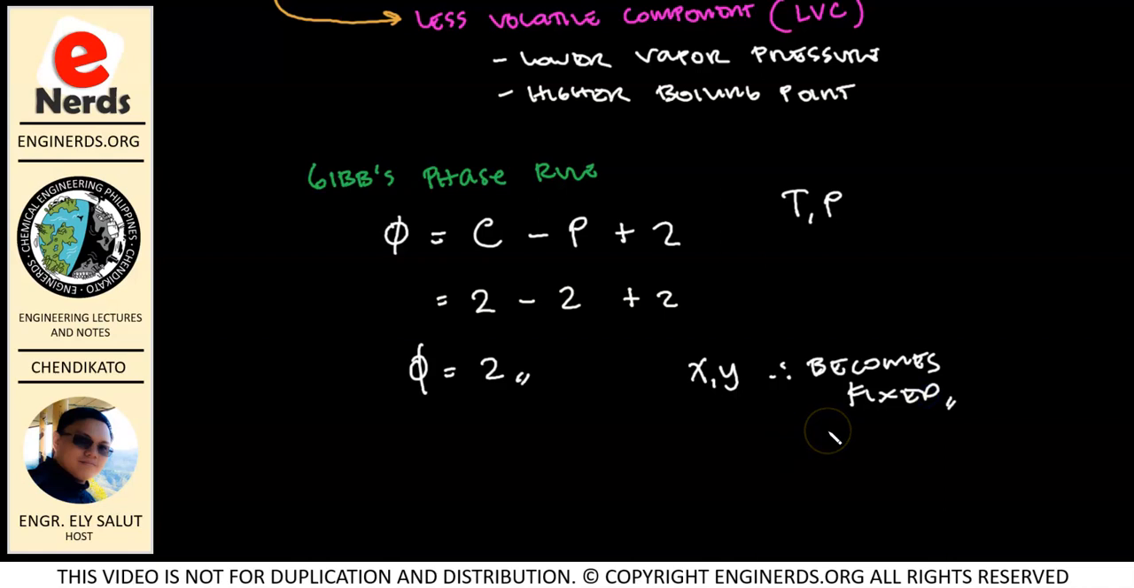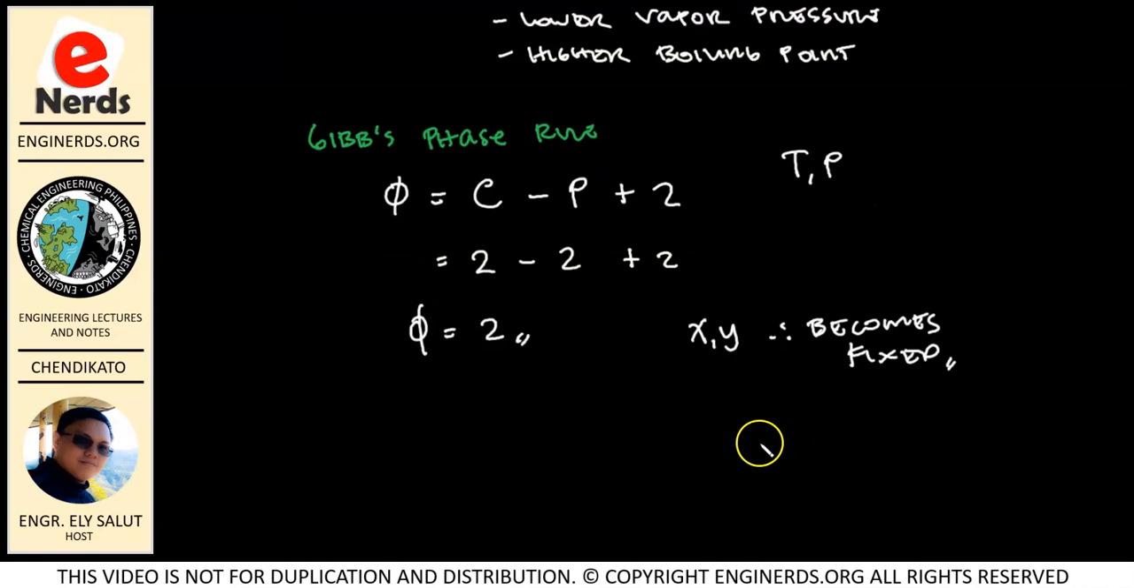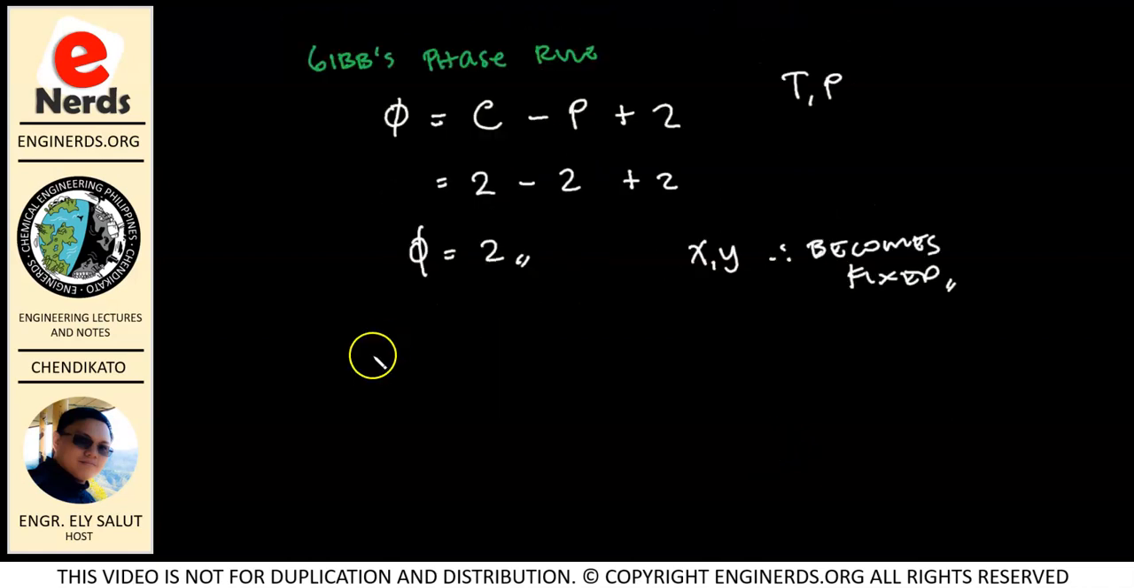Okay, kaya nako-compute natin yung ating components in our distillation processes because we have this condition, no? Our X and Y becomes fixed whenever our temperature and pressure are specified. Now, this data is referred to as VLE, okay? Which is the vapor-liquid equilibria.